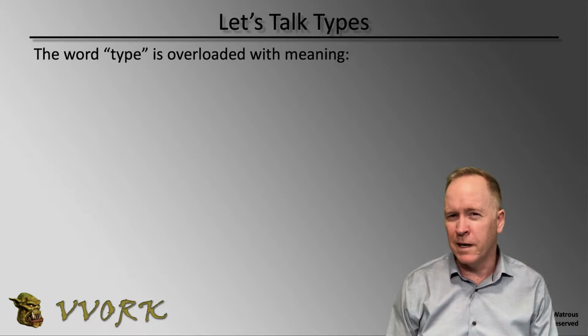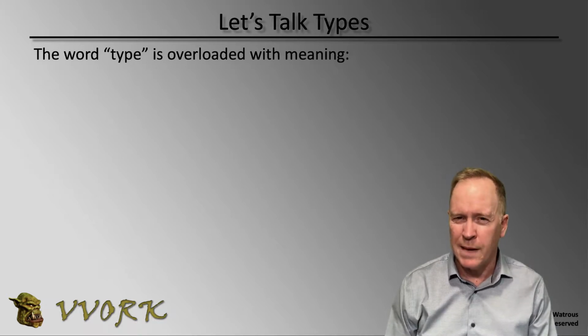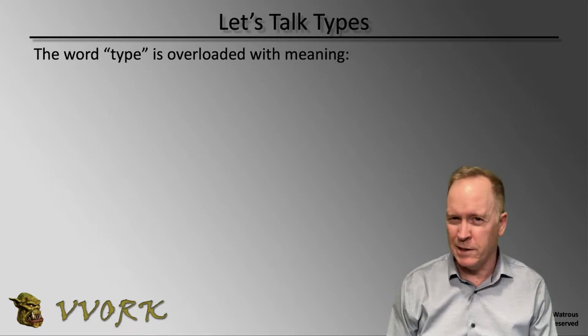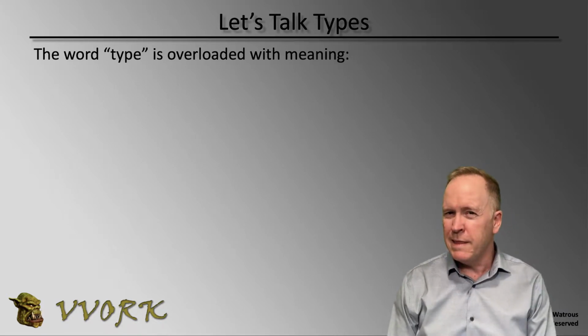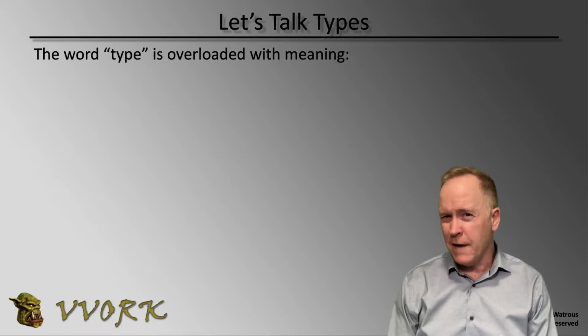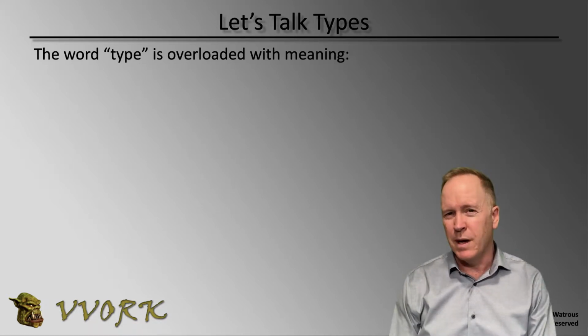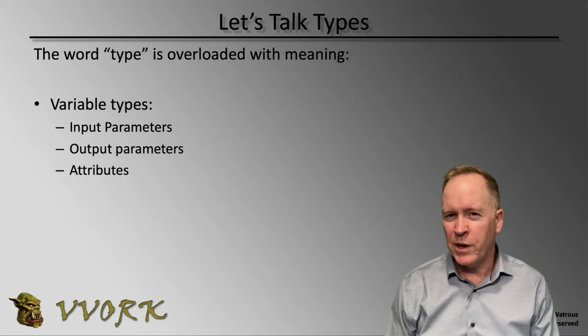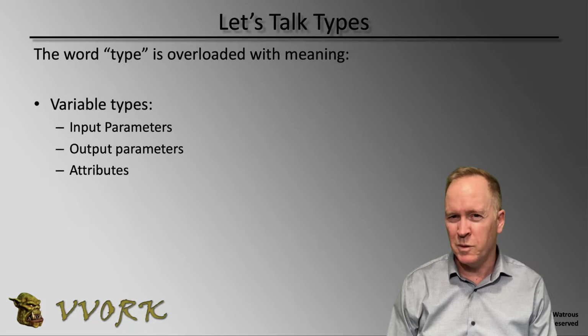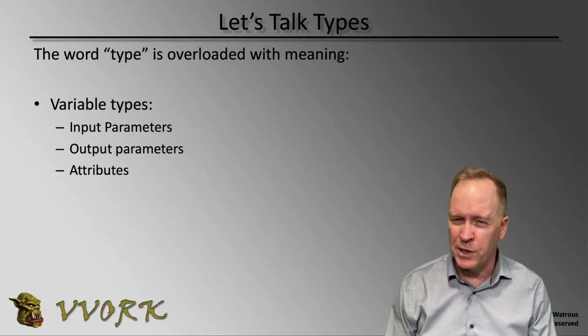As you can see on this slide here, I'm making a stink about the word type. The reason why I'm making a stink about the word type is because it's overloaded with meaning. Depending upon who you're talking to and what context we're in, they could mean different things in Orchestrator when they use the word type. Oftentimes when we use the word type, we're talking about variable type. So that's the distinction between an input parameter, output parameter, and attribute. Those three things together are collectively known as variable types.